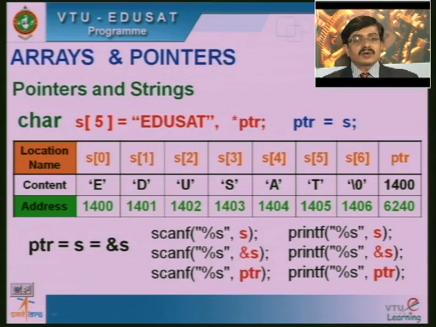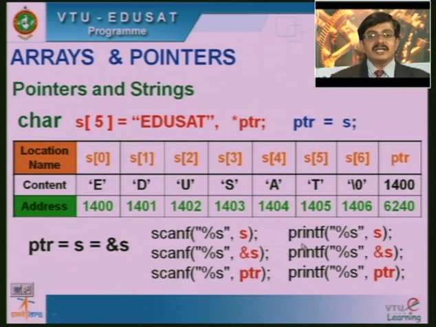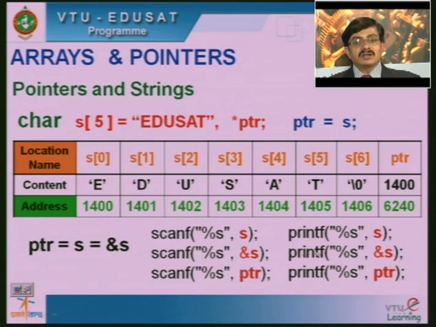Now here, to read a string, scanf percentage S we can use S, or ampersand S, or we can use PTR. All mean the same thing. Also for printing we can use S or ampersand S or PTR. All are performing the same operation. Though it is S and ampersand S and PTR, the value they hold is the address, that is 1400 in this context. So they all print the same data required there.